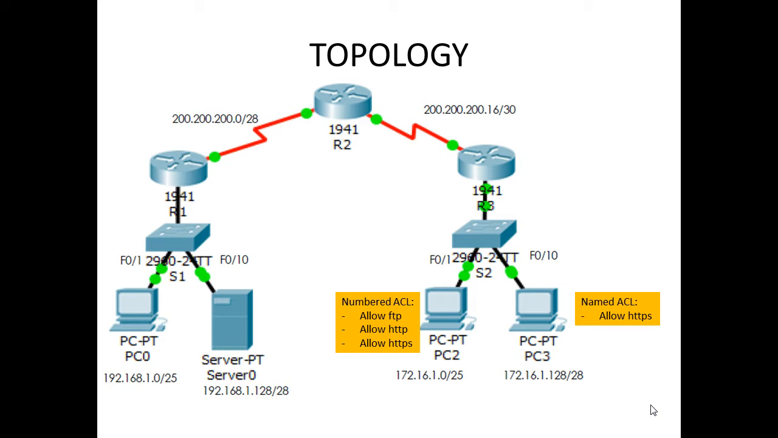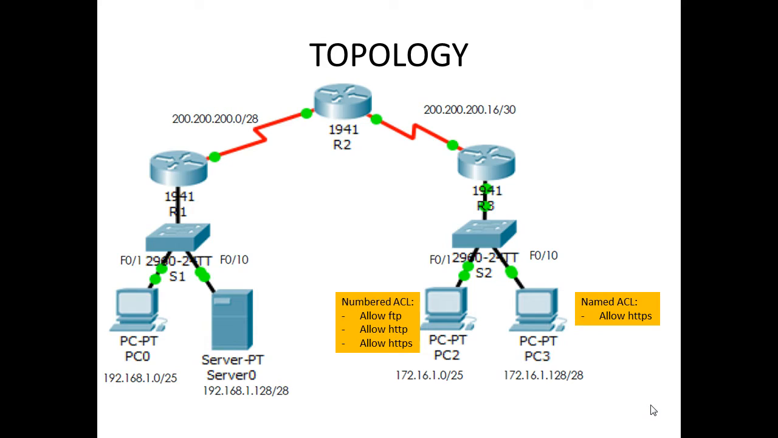Assalamualaikum and good morning. So today in this lab we will learn how to implement a standard access list in a network. This lab will be divided into three parts. The first is how to configure a numbered ACL, the second is how to configure a named ACL, and the third is how to edit named ACLs in the Cisco IOS.